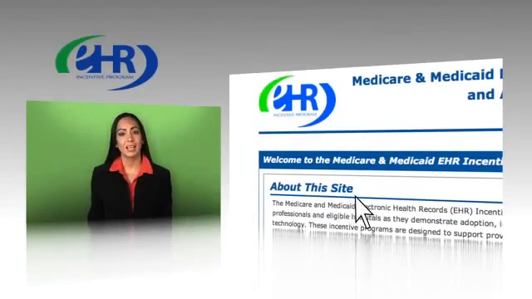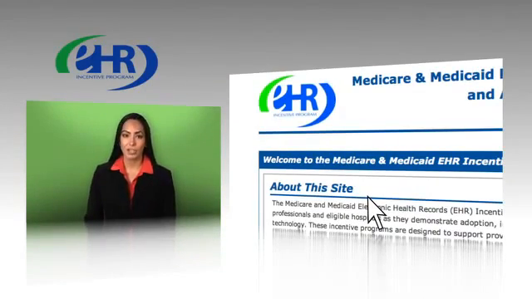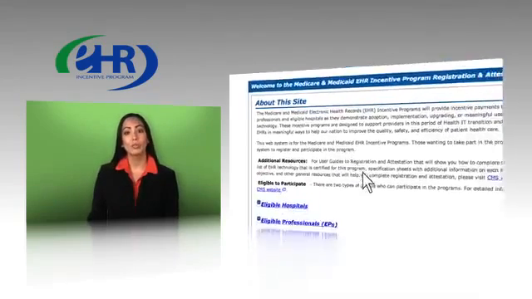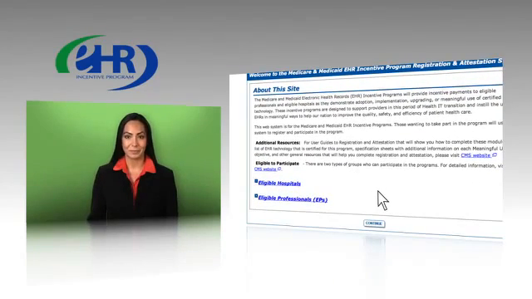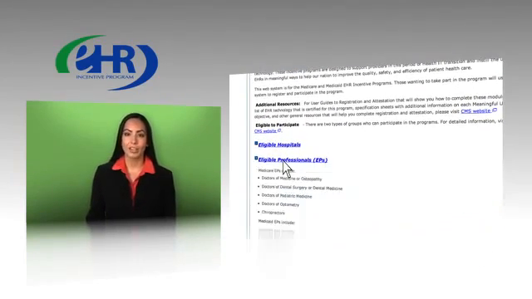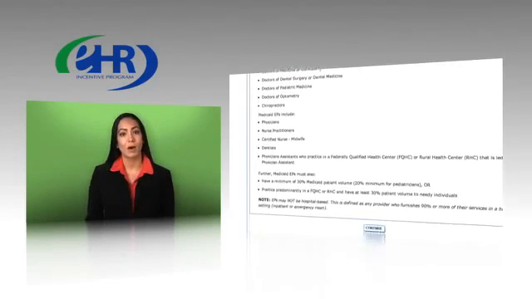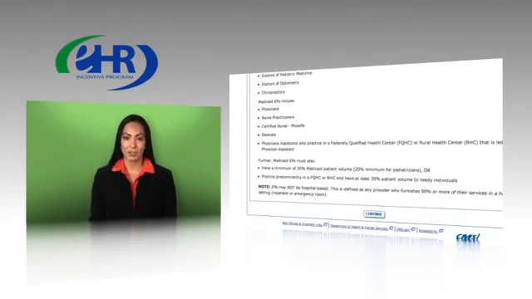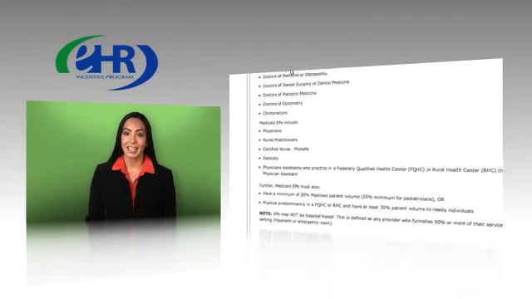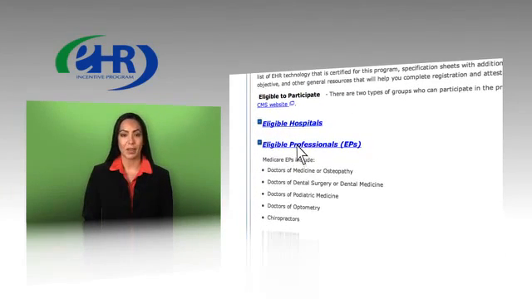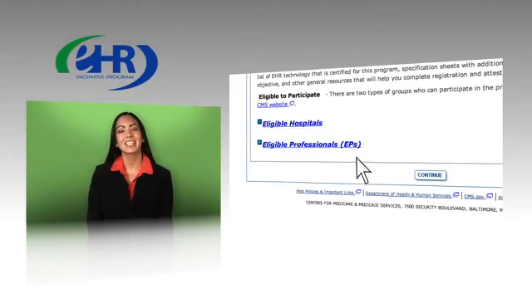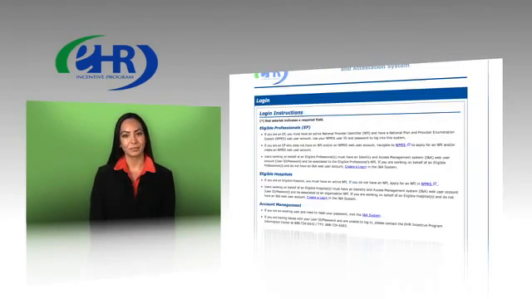The About This Site page provides you with information about the program and about those who are eligible to participate. Selecting the Eligible Professional link expands the section to display additional information about which professionals are eligible to participate. Selecting the link again collapses the additional information. Select the Continue button to proceed.